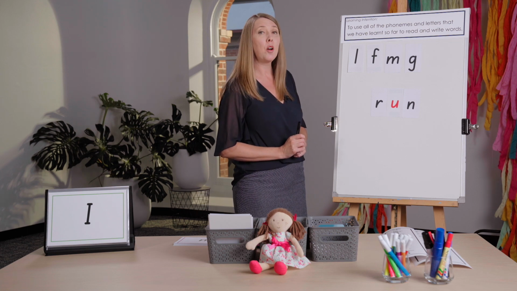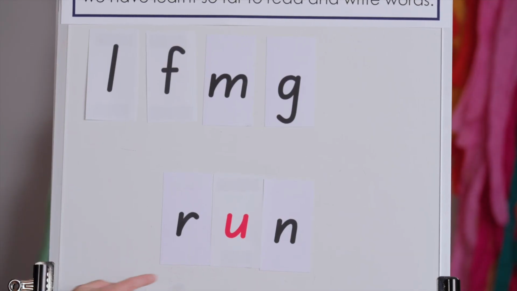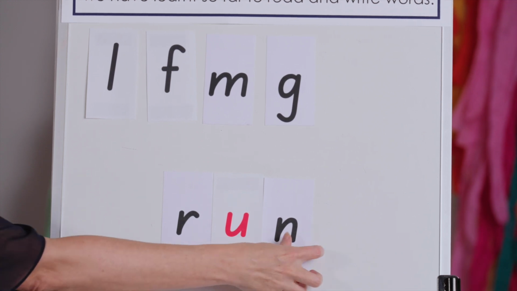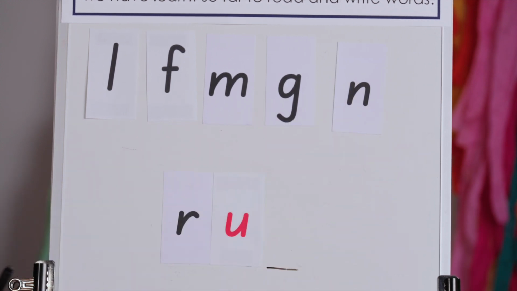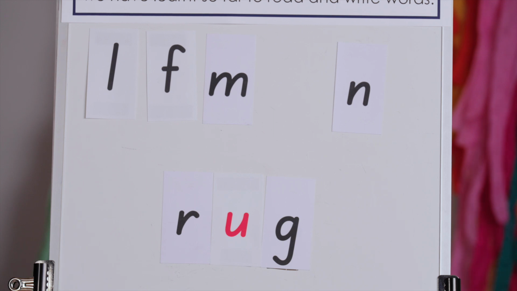This time I want you to change the word run into the word rug. What word? Rug. Which grapheme do I need to change? Run into rug. That's right, it's this one. I can get rid of the N. And which letter do I need to spell G? That's right, it's the letter G. And now we have the word rug, rug.